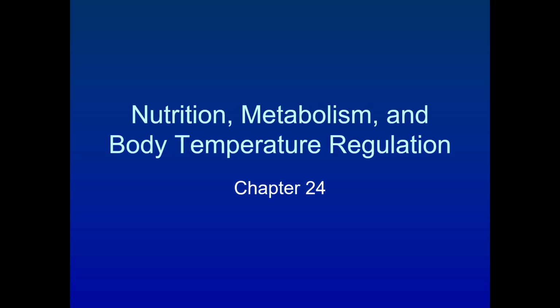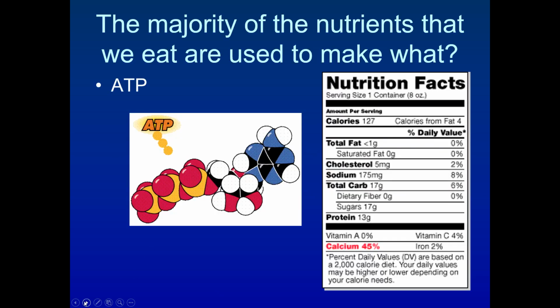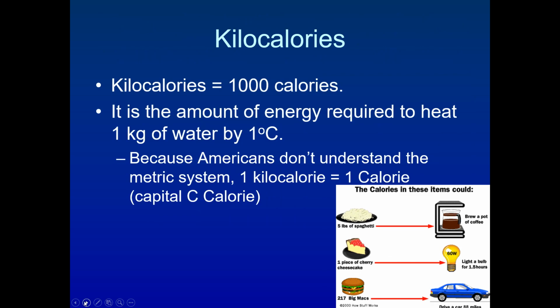This video is going to take you through the first half of Chapter 24, the nutrition part of Chapter 24. First question it asks you is, the majority of nutrients that we eat are used to make what? ATP. That process is going to be called cellular respiration. Next I ask you to define kilocalorie. This is the definition right here.